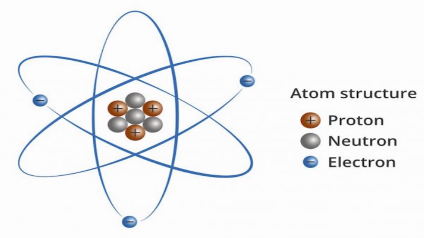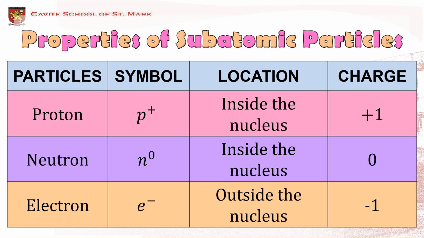Looking at this diagram, you can clearly see now, when you talk about inside the nucleus, it's at the center, the innermost part. Then at the energy levels, that is where we have our electrons. Then we can discuss the properties of subatomic particles. From the images we have seen previously, the three subatomic particles include the protons, neutrons, and electrons.